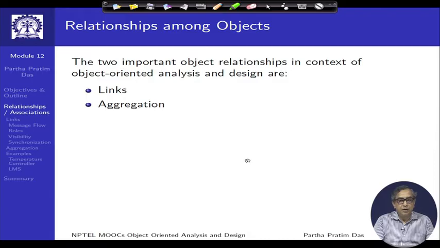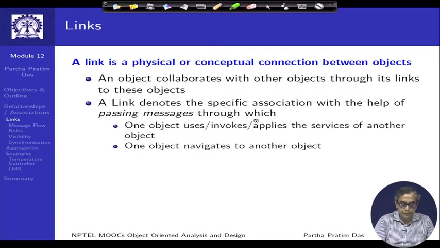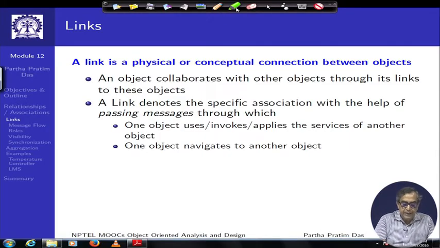In terms of the object oriented paradigm, we talk of two important relationships for objects. One is called links, often also referred to as associations, and the other is aggregation. So, first let us talk about links. A link is a physical or conceptual connection between objects.